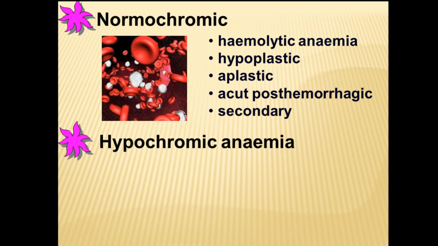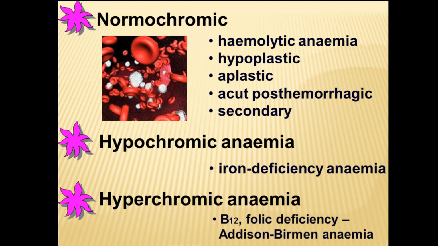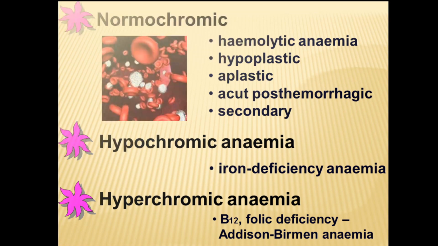If we are talking about hypochromic anemia, this is iron deficiency anemia, because iron is the main structural element of hemoglobin. And hyperchromic anemia is B12 and folic acid deficiency, or Addison-Biermer anemia.